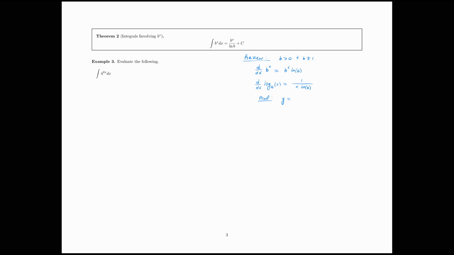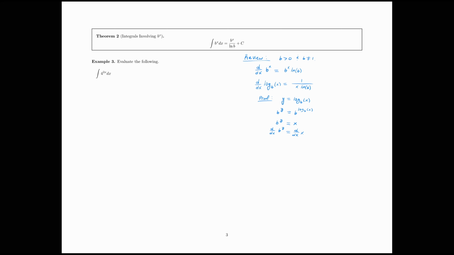So let's let y equal the logarithm base b of x. Then if I base everything by b, so b to the y equals b to the log base b of x, well, b and log base b are inverse functions, so the right-hand side just becomes x, so then we have x equals b to the y.